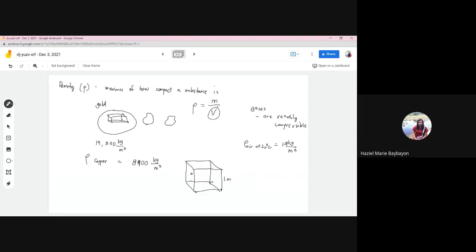use a weighing scale. Another thing is, for example, water. So, usually, we have water, pure water. So, the density of water, this is at 4 degrees Celsius, is equal to 1,000 kilograms per meter cube. Okay. Meaning to say, if you have 1 cubic meter of water, its mass is 1,000 kilogram. Okay. So take note that the density is the measure of how compact an object is.